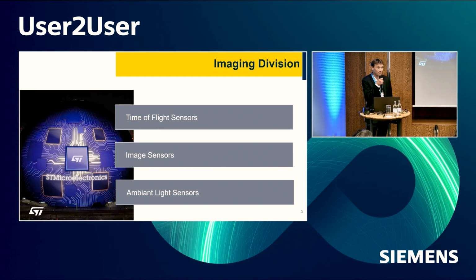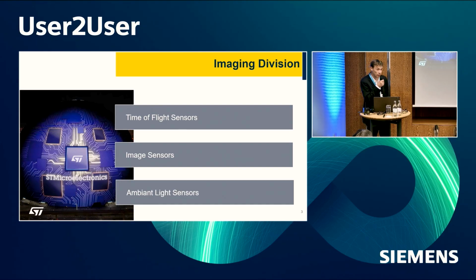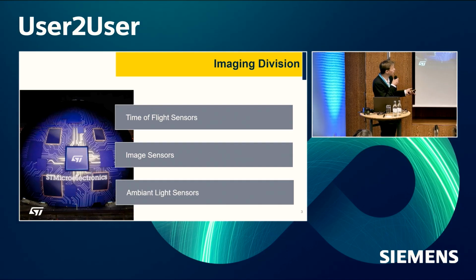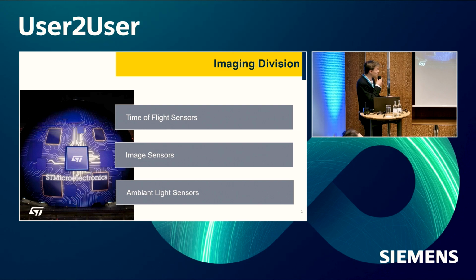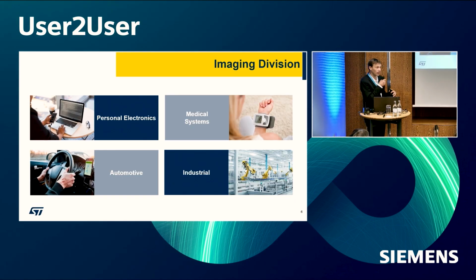Like I said, it's a very, very important division at ST. It brings a lot of revenue today, if not the most important division. This is why I work with them, basically. They're specialized in developing advanced sensing solutions which are going to different types of products: time of flight sensors, image sensors, and ambient light sensors. These products are applied through a wide variety of markets: personal electronics, medical systems, automotive, and industrial.